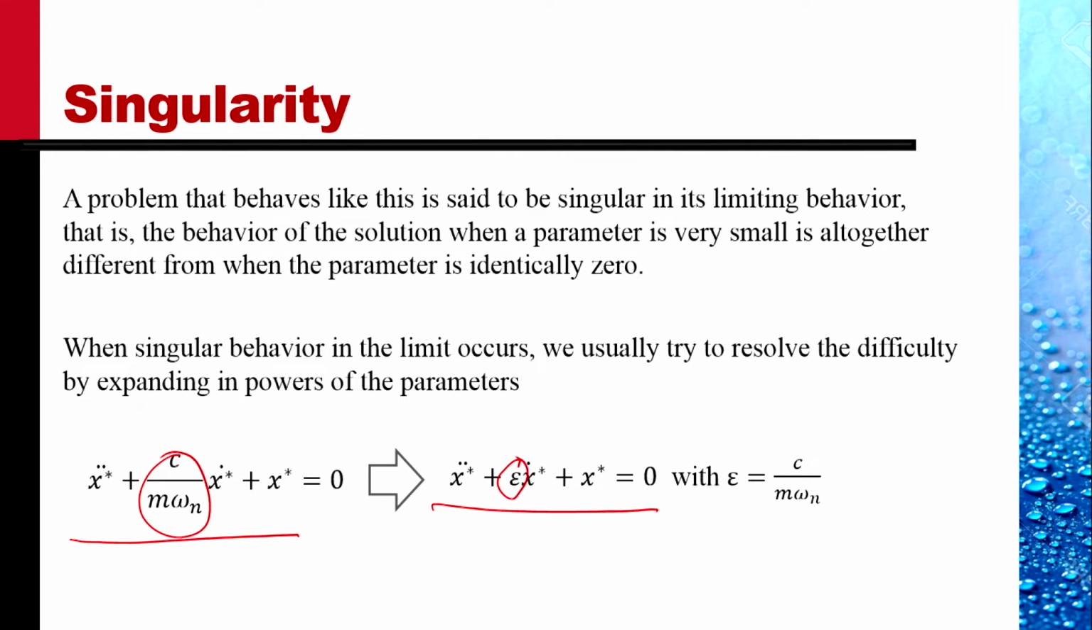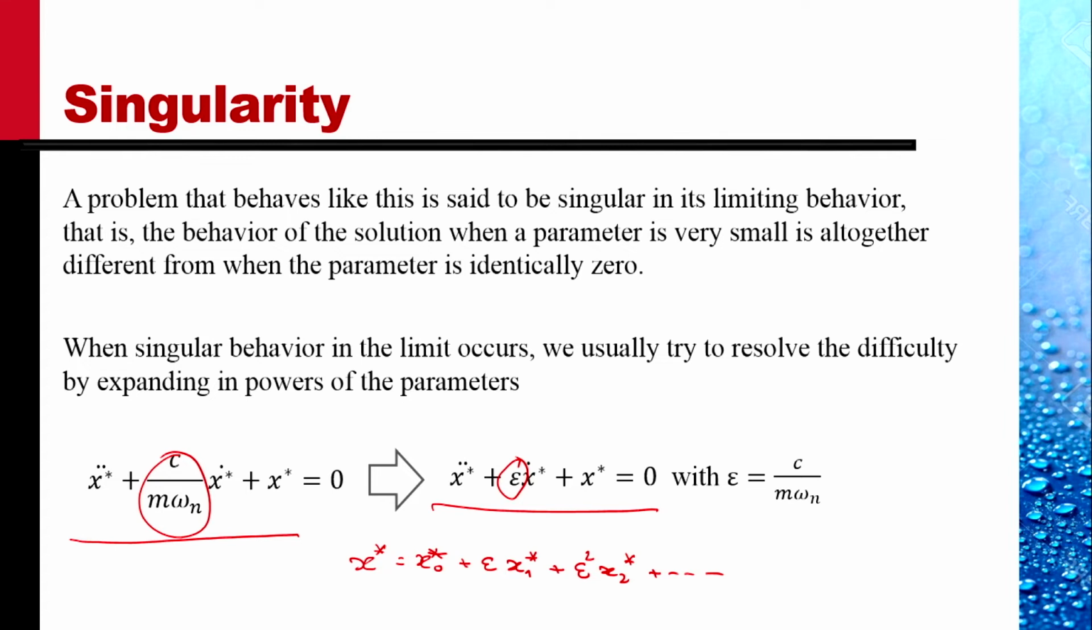Epsilon is small. Now we obtain a series solution of this equation. We assume that x star is equal to x naught star plus epsilon x1 star plus epsilon square x2 star plus so on.